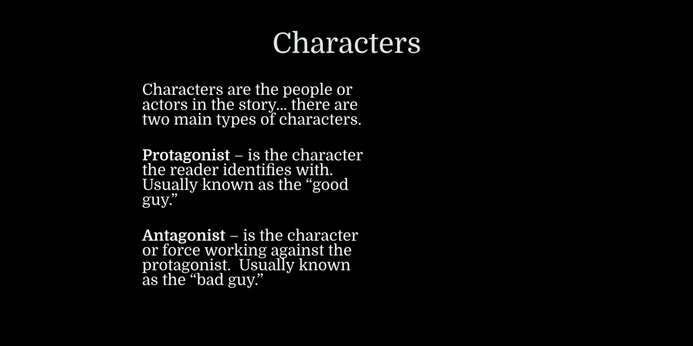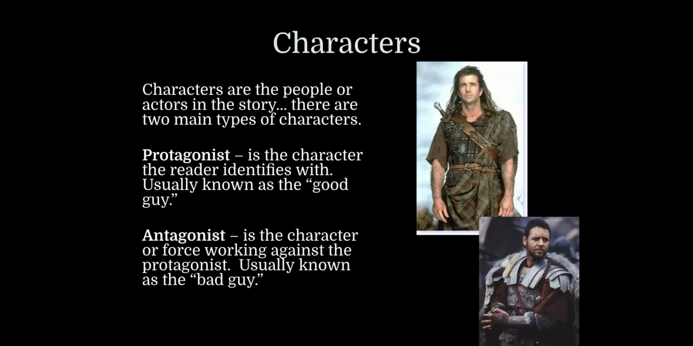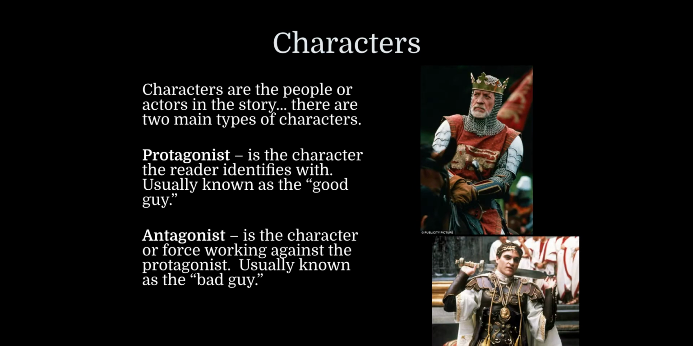So for instance, if we were in a man versus society type of story, the protagonist might in fact be the man that we're rooting for. But the antagonist may not actually be a person. It is society itself, the rules of society this man is fighting against. Here we have two examples of some famous movie protagonists. We have William Wallace, and we have Maximus Decimus Meridius from The Gladiator. Here we have their antagonists. We have Longshanks, Edward I Longshanks, and we have Emperor Commodus.